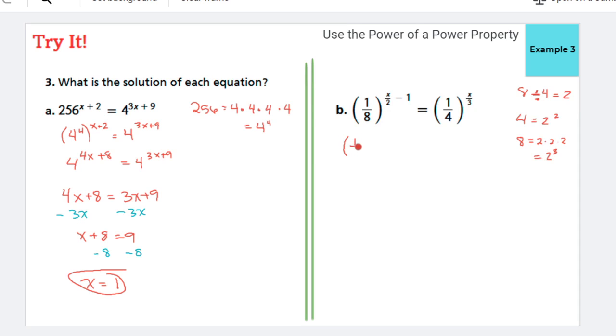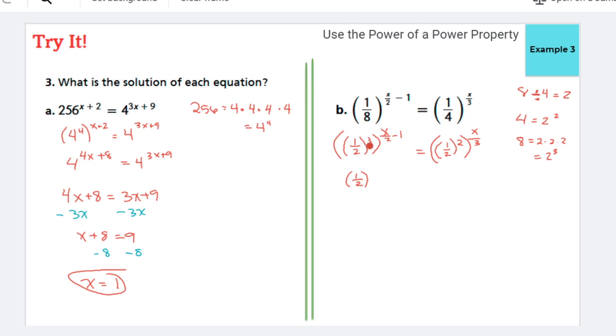So 1/8 is 1/2 cubed, and then it's being raised to the x over 2 minus 1. And 1/4 is 1/2 squared, and it's being raised to the x over 3. So now remember, the power of a power property allows us to take this power and multiply it to the other exponent. And so I'm just using my distributive property to multiply 3 to the x divided by 2 minus 1.